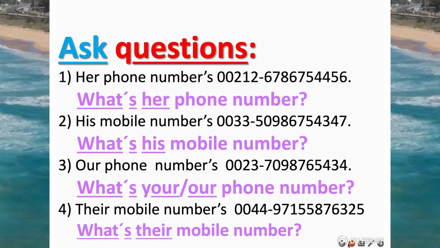Number 3. Our phone numbers: 00237098675434. The question here, we have 2 answers. So the best answer is, what's your phone number? So your here means plural, you all. What's your phone number? And if you say, what's our phone number, it's also correct. But the best answer is, what's your phone number?